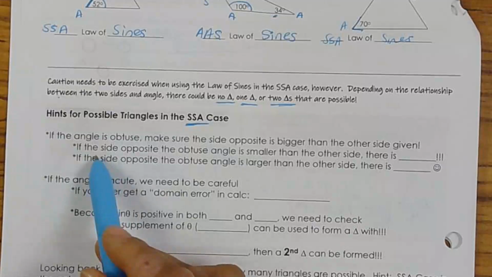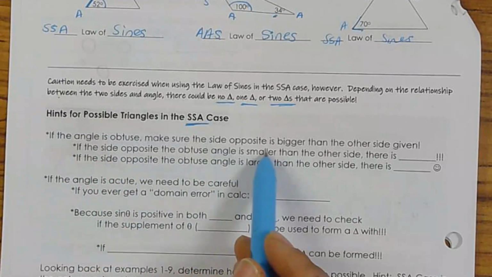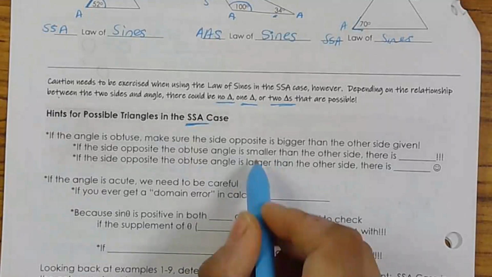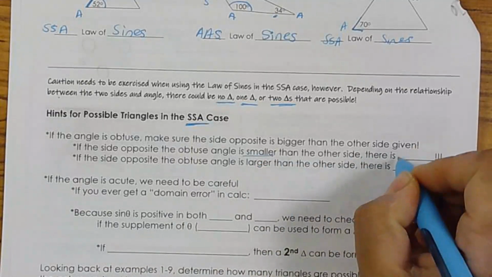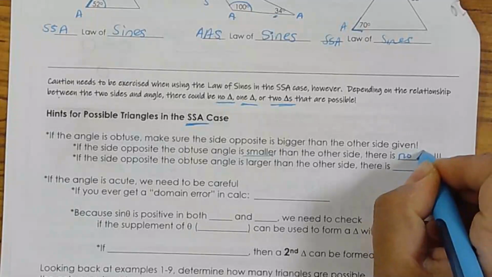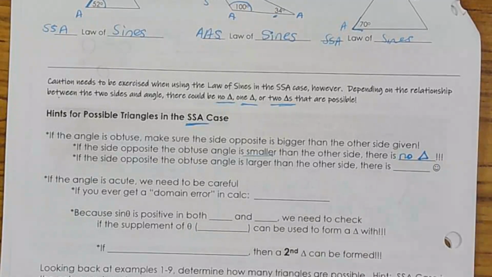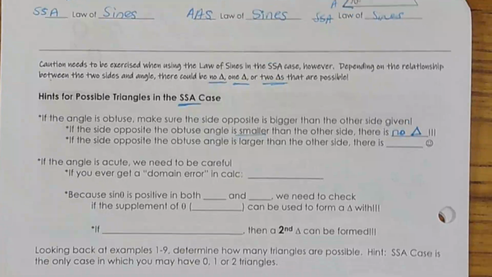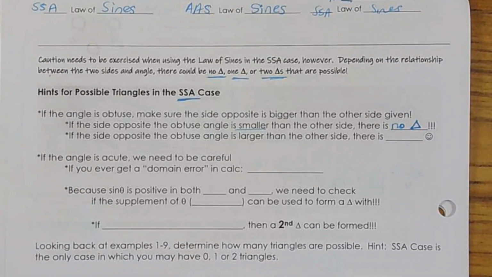If the side opposite that obtuse angle is not bigger, if it's actually smaller than the other side, then there's no triangle, because what you're stating is not correct. If you remember from geometry, the smallest angle had to be across from the smallest side, and the largest angle had to be across from the largest side. They all match up like that.